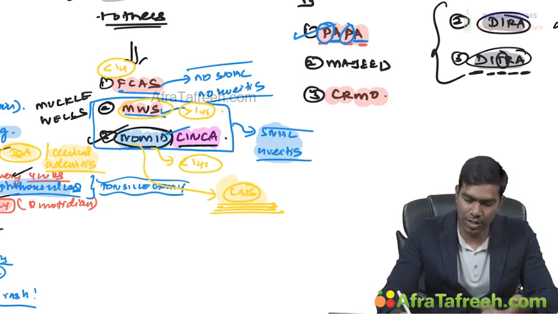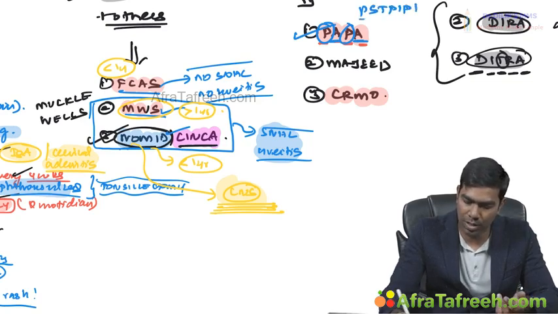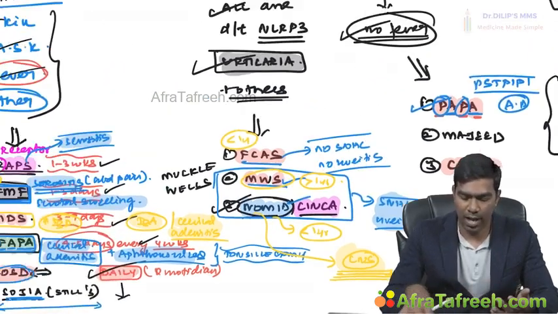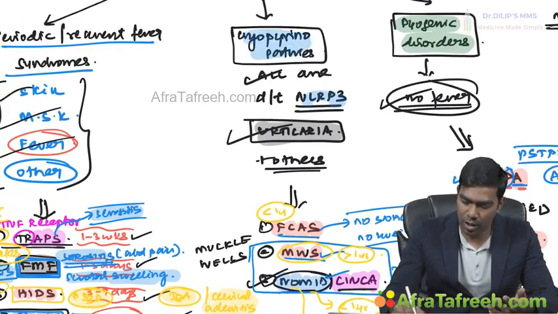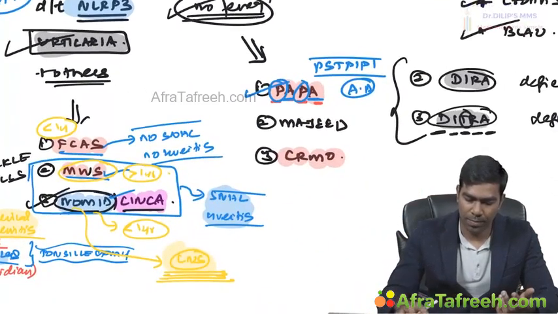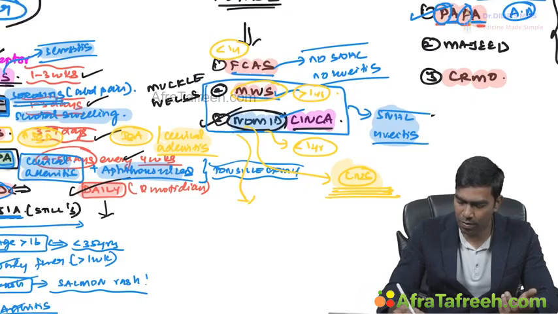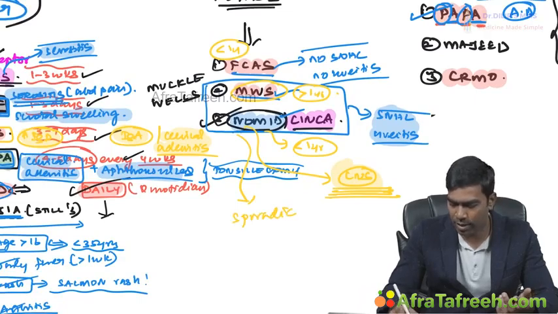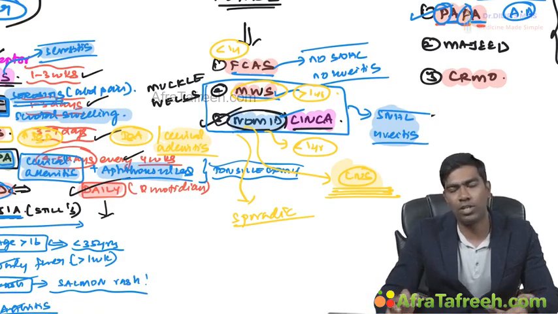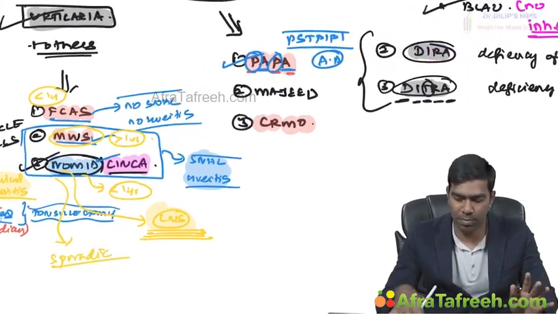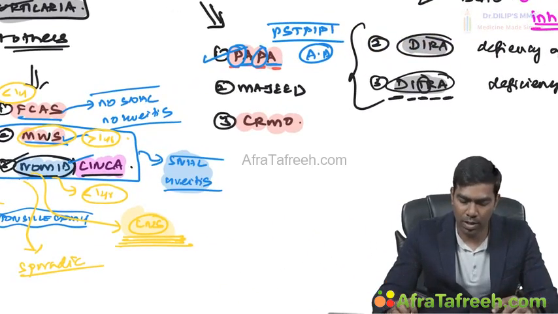If they ask you the gene responsible for Papa syndrome, it is the PST-PIP1 gene, which is inherited as autosomal dominant. I already told you all the cryopyrinopathies are due to NLRP3, but I didn't tell you the inheritance. These are autosomal dominant, very simple. All are autosomal dominant, except NOMID. One more difference is that NOMID is sporadic. It's not inherited. I didn't tell you that. But in general, remember all cryopyrinopathies are due to NLRP3 mutations, but Papa is due to PST-PIP1 with autosomal dominant inheritance.